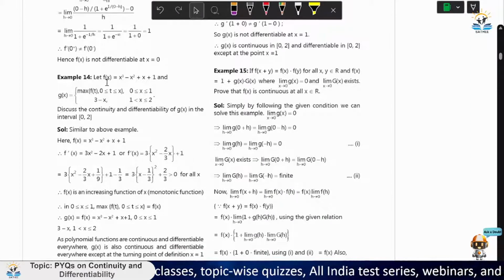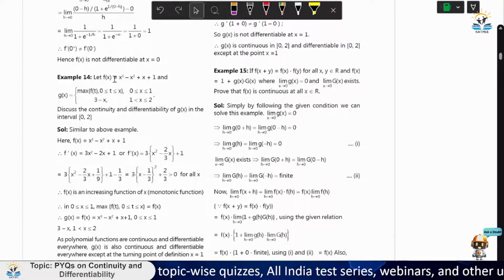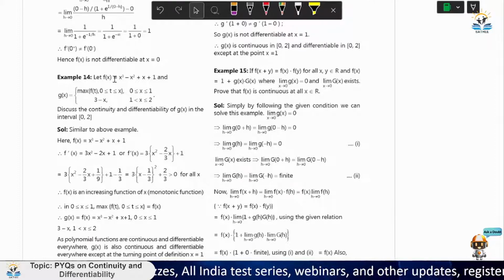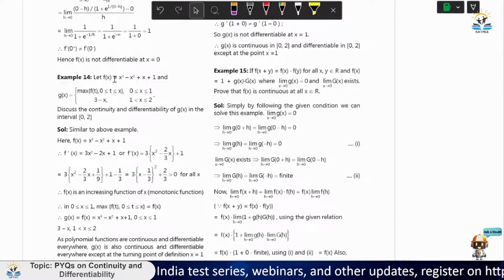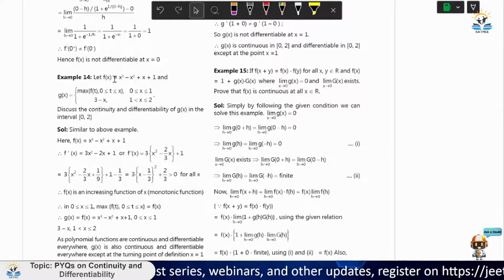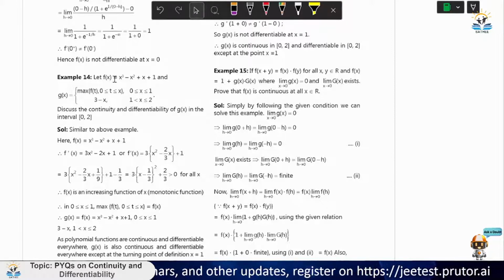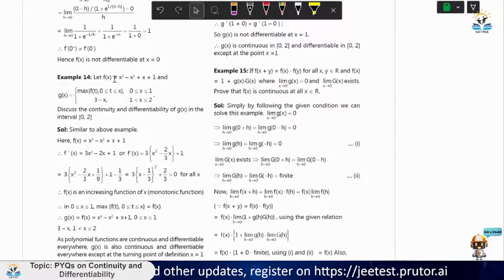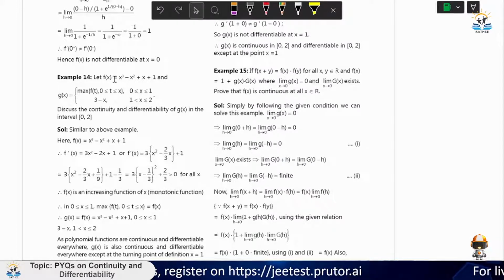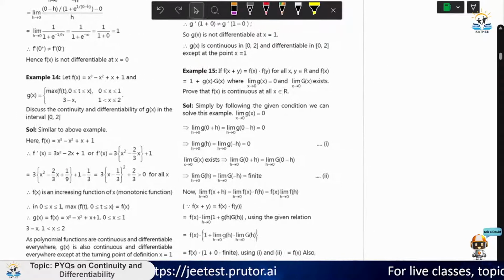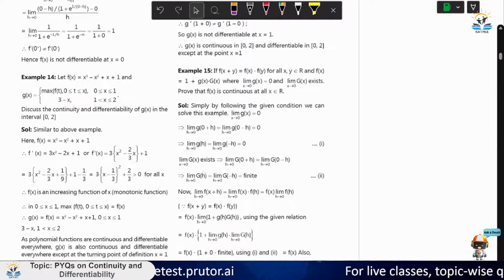14th question says, this question we already did, right? This expression f of x is x cube minus x square plus x plus 1, and g of x is equals to maximum of f of t for every t that is positive and less than x, where x is defined from 0 to 1, and then my g of x is 3 minus x. Okay, discuss the continuity and the differentiability of g of x in the interval. तो ग्राफ बनाने की कोशिश करते हैं यार, अगर ग्राफ बन जाता है तो our maximum part will be solved.